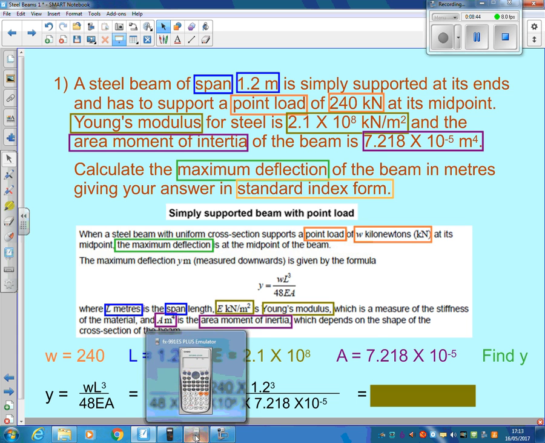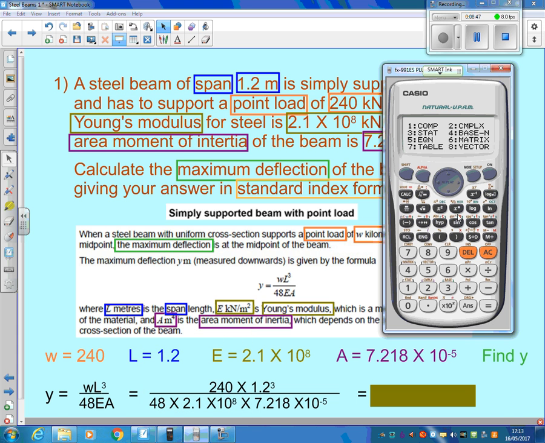Okay, it looks very complicated to do it. Let's make sure that we're in mode 1, just to be on the safe side. And all I do is I type this in. So I'm going to go for a fraction. On the top, I'm going to put 240 times 1.2, cubed. Now move down to the bottom, and I want 48 times 2.1 times. Now for my 10 to the power of, you can use this button here, but if you do you see it all comes out 10 to the power of 8 looking like that?